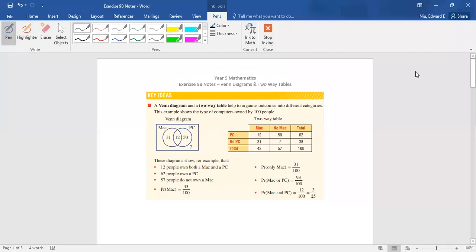Welcome to exercise 9B. This is the second session of the Thursday double. So hopefully you've done all of the questions set out in exercise 9A, and for 9B we're taking a look at Venn diagrams and two-way tables.